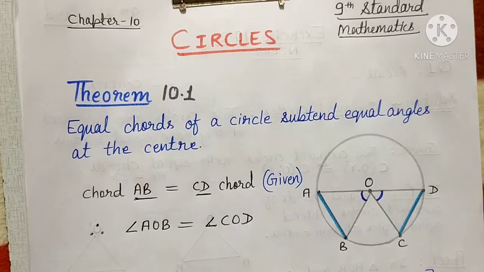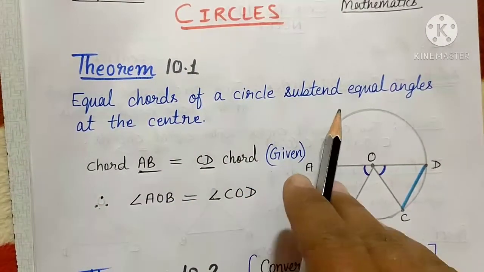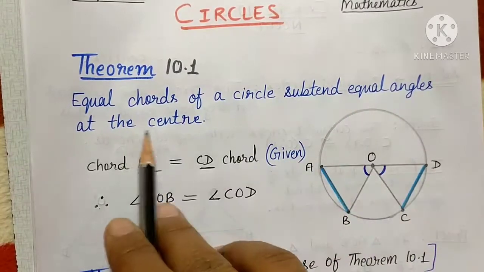So students, in our previous video we learned about the basic things of circles and we did exercise 10.1 of NCERT. Today we are moving forward and we'll learn some theorems based on circles. So the first theorem, 10.1, says that equal chords of a circle subtend equal angles at the center.